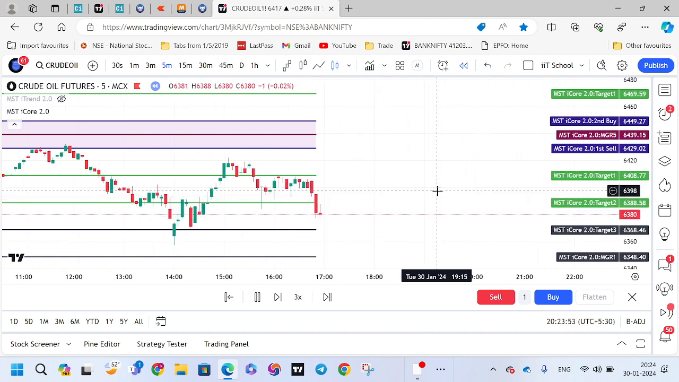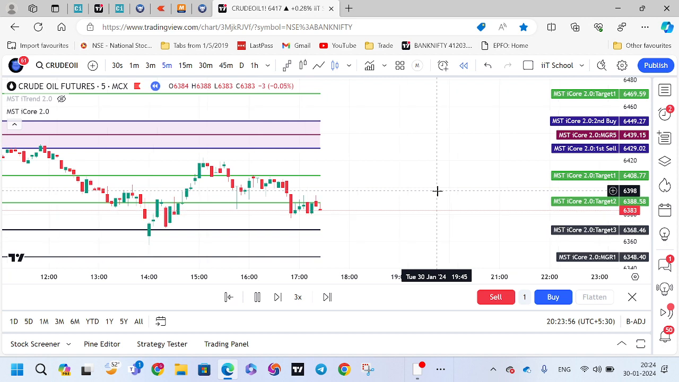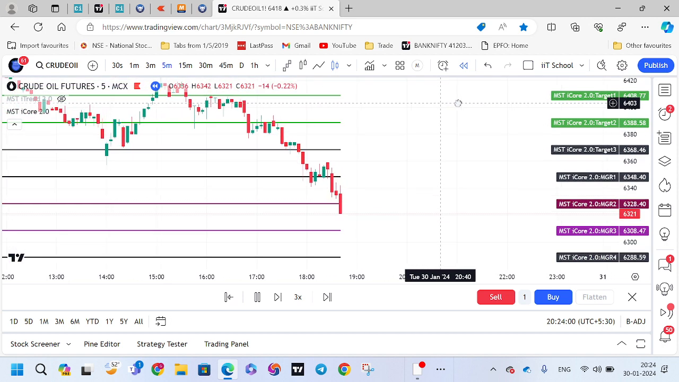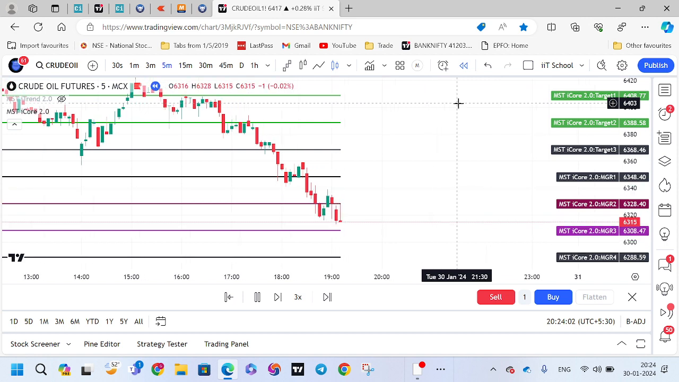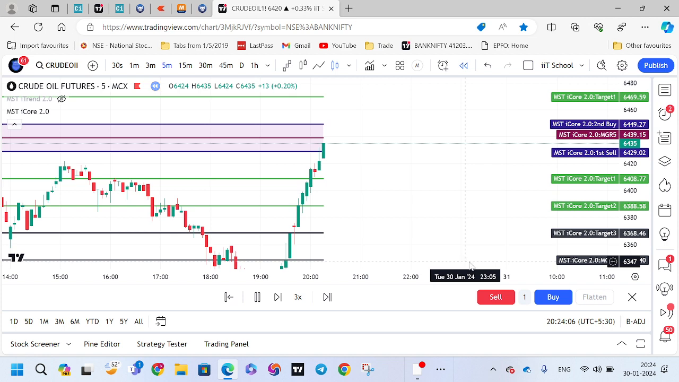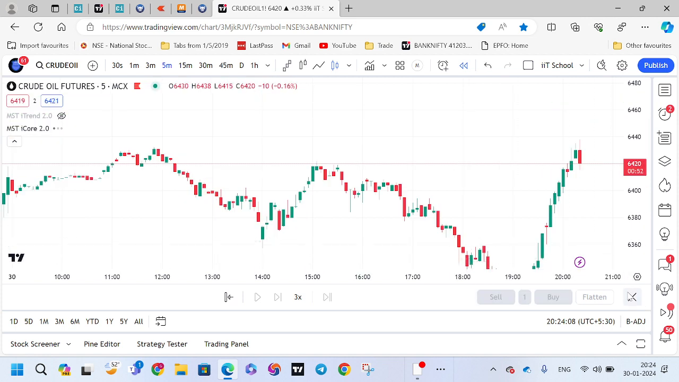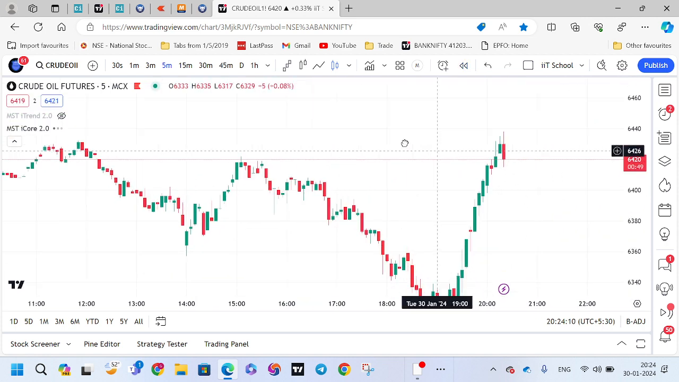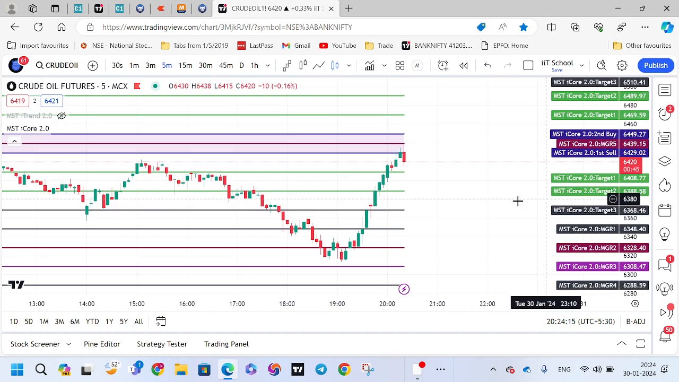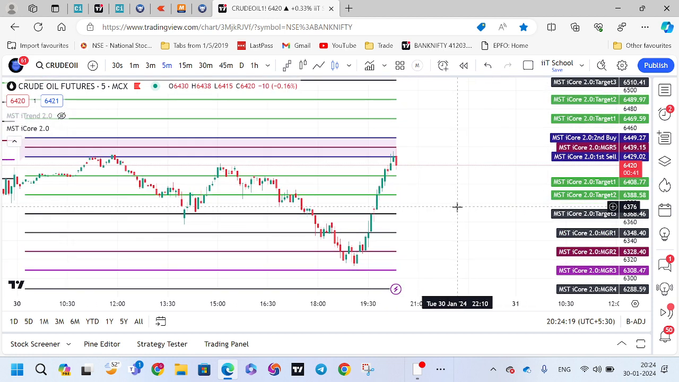So let us see what has happened. 3 targets perfectly hit. Once again the market is falling down. Now it has been rising up. Yes. So from where it had fallen, it has reached there. See here, once again the sell entry got activated.